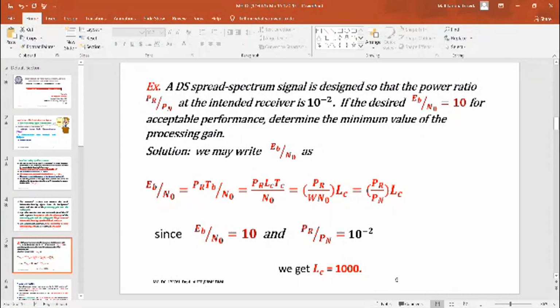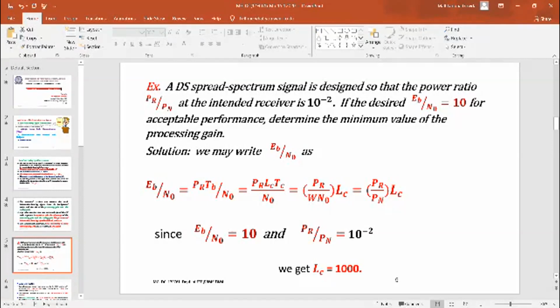So he has given the power level, and he has given the value of Eb by N0, and he has asked you to find the value of the processing gain. So we can write Eb by N0 as follows. Eb means bit energy, which I can write as received signal power into its bit duration, since power and time give energy. So Eb is equal to PR into TB, and as usual in the denominator I have written N0, the noise power spectral density.